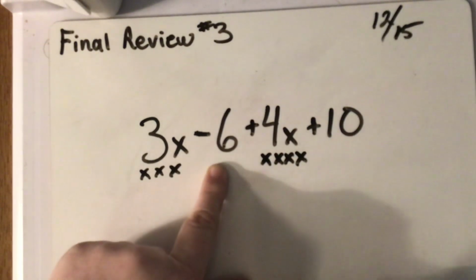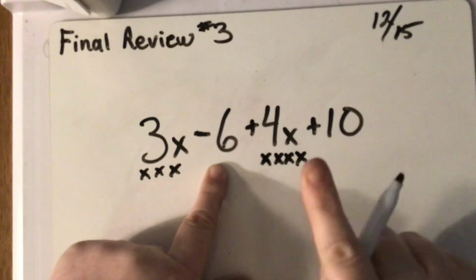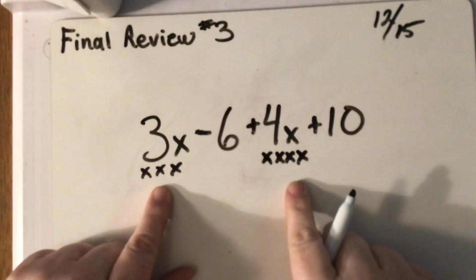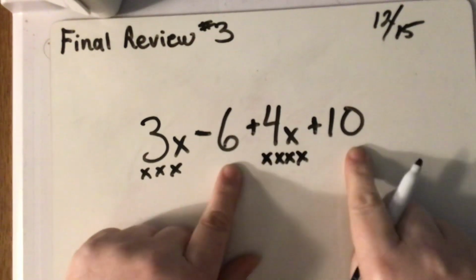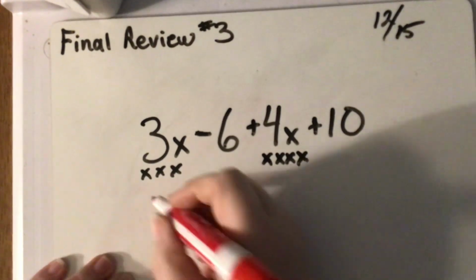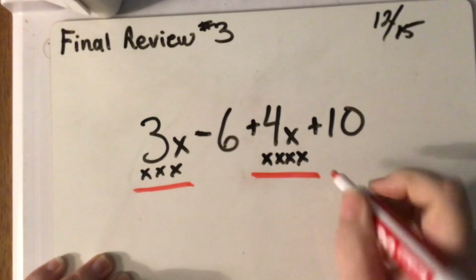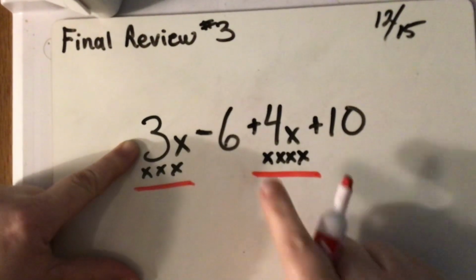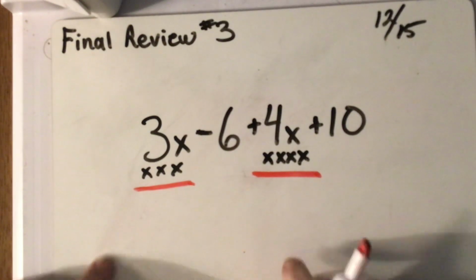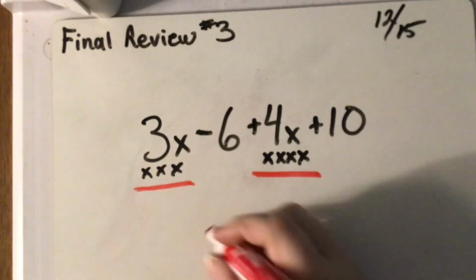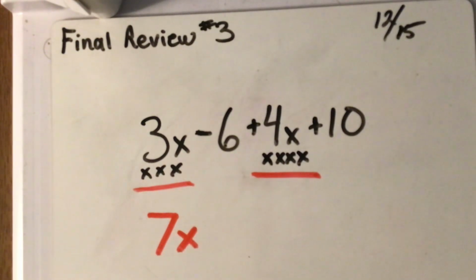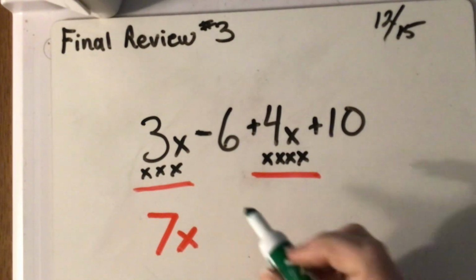Okay, does this have any x's? No. Does this have any x's? No. These guys sit together. These guys don't. So we're going to put these guys together. What's 3 plus 4? 3 plus 4 is 7. 7x.